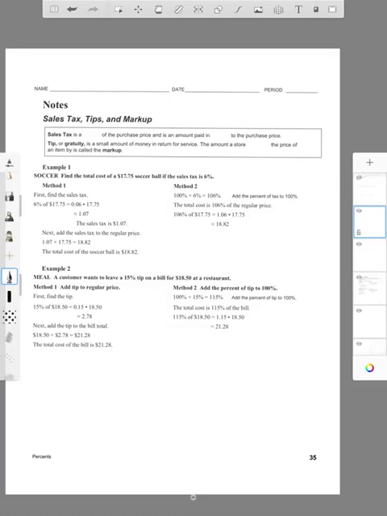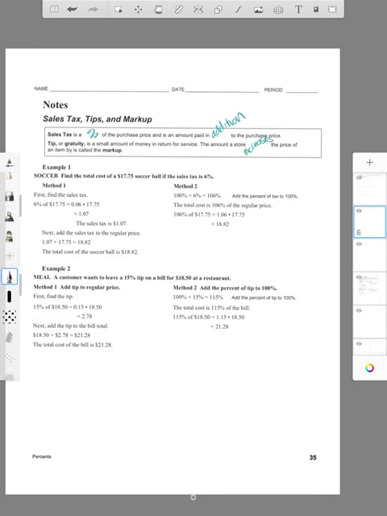About sales tax, tips, and markup. Sales tax is a percent of the purchase price and a small amount in addition to the purchase price. Tip and gratuity is a small amount of money in return for a service. The amount a store increases the price of an item is called a markup. So those are some of the vocabulary terms that we're going to be using along these notes.